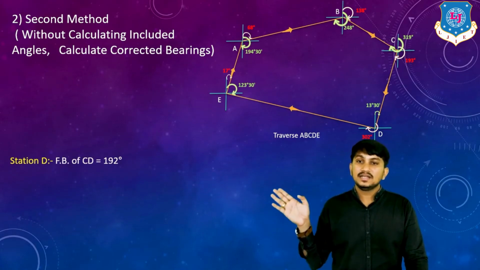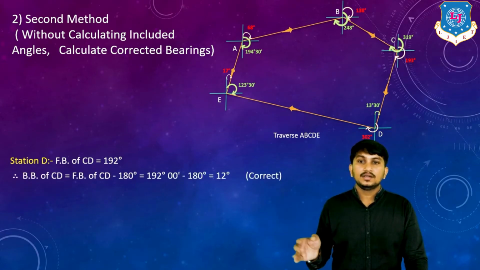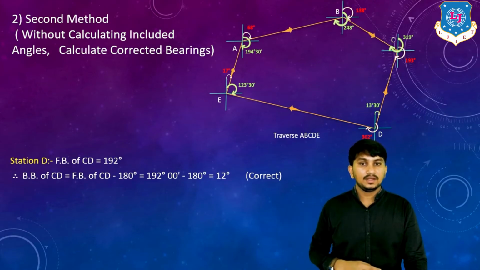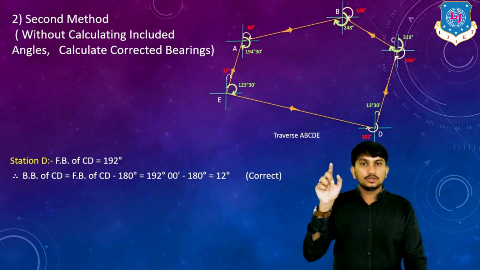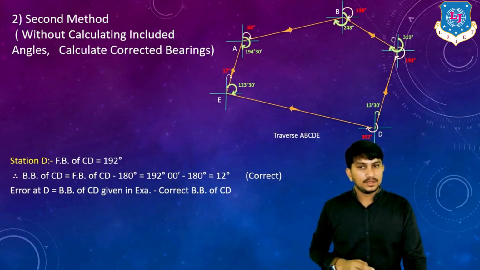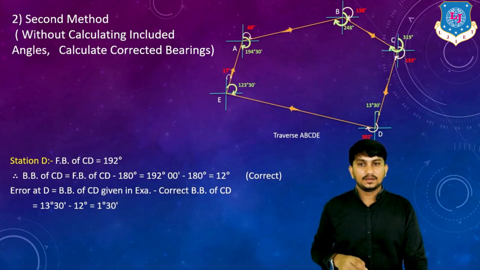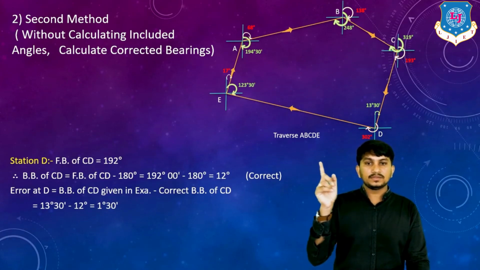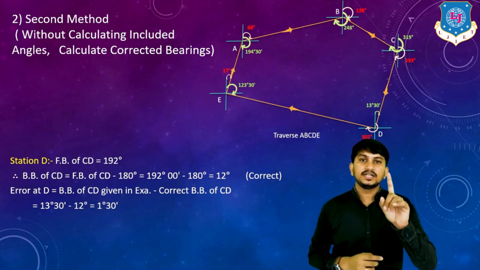We have the data of FB of CD, 192 degrees. We can calculate BB of CD is equal to FB of CD minus 180 degrees, 192 degrees minus 180 degrees, 12 degrees. We have to compare this BB of CD value to the given example value and find out the error at D. BB of CD given in the example is 13 degrees 30 minutes, and we have found BB of CD to be 12 degrees. So the error at station D is 1 degree 30 minutes.